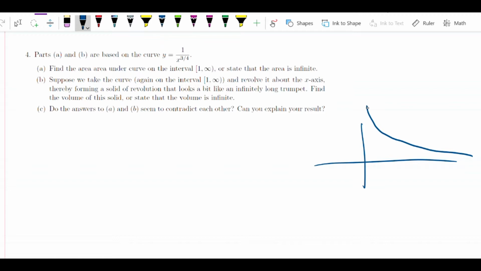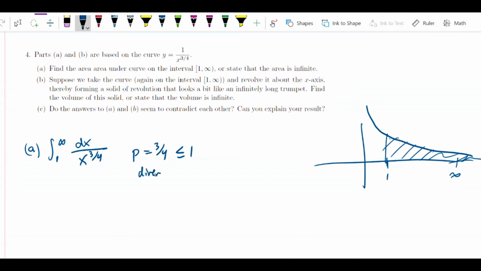So let's find the area under the curve on the interval 1 to infinity. So there's 1 to infinity like that. What we want to do is find this area, and we're going to state that it's infinite. So let's evaluate that. Say the integral from 1 to infinity of dx over x to the 3/4. Now I don't even have to evaluate the integral. This is a p integral with p equal to 3/4, which is less than or equal to 1. So this diverges, and we can see that the area is infinite.